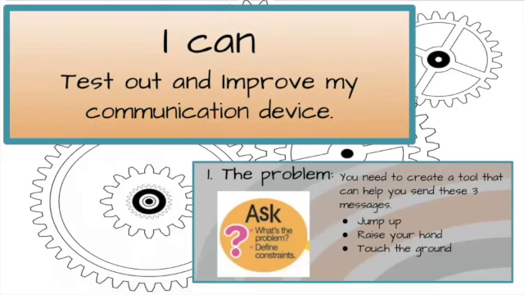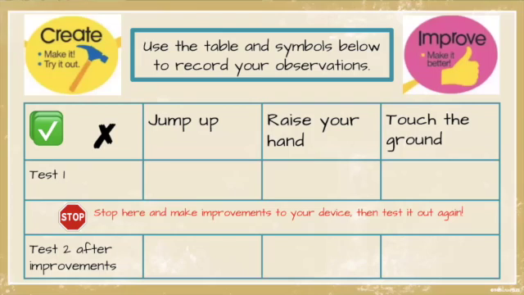After this video plays, you will go to the following slides, just like last week, and you will complete them. This slide just tells you what your I can statement is, that I can test out and improve my communication device. Also, the problem is here, just in case you forget what it is that you are trying to solve. When you get here to this slide, it is very important that you fill the entire thing out. The pictures up top tell you that you are creating, remember if you forgot to create, and after you test it out, you might have to make improvements.